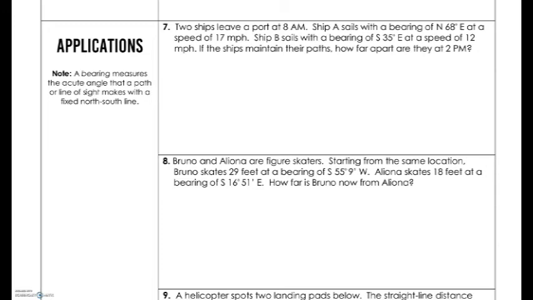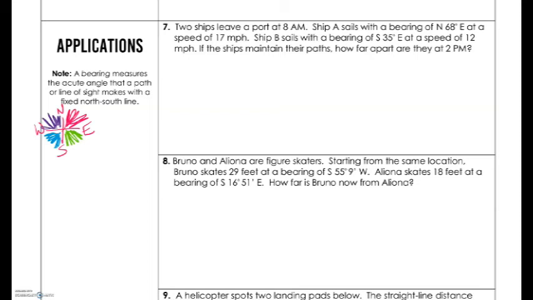The application here, a bearing measures the acute angle that a path or line of sight makes with a fixed north-south line. So basically we have to think about, if we say north, then that means up, and then you can be east or west. So think about like a compass. You have north, east, south, west. So if I'm going northeast, it's like this direction anywhere. If I'm going northwest, it would be anything like this where the purple is. Southeast would be going down and to the east, and then southwest would be going down and to the left. Okay, so it's like 4 different directions that they're telling you, okay?